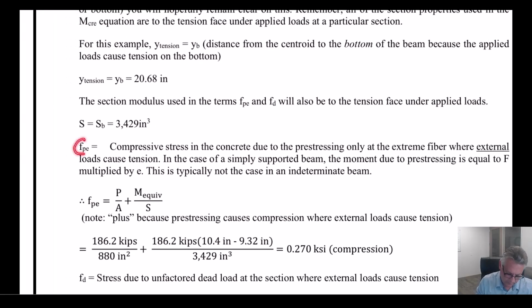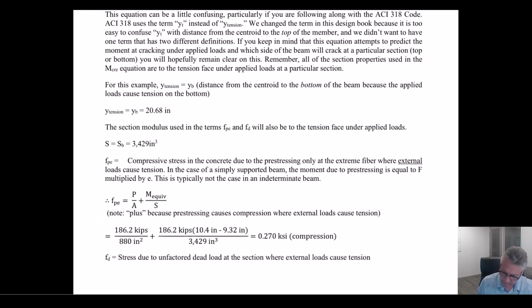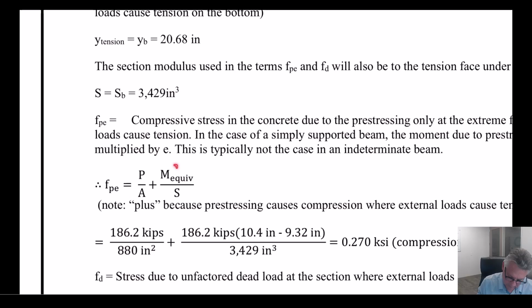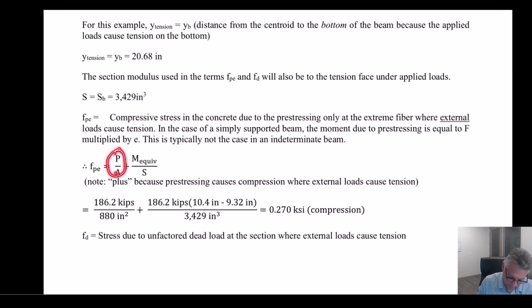Okay, FPE again. And I want you to kind of wake up, take a sip of coffee, maybe 2 sips, and follow this one, because this is going to come up later. FPE is defined as the compressive stress due to pre-stressing only at the extreme fiber, where external loads cause tension. So external loads cause tension at the bottom, so we're looking at P over A plus M over S. So the question that can get complicated is, what's the M? The P over A is pretty straightforward. So we know we have 186.2 kips in pre-stressing. We have an area of beam of 880 square inches.